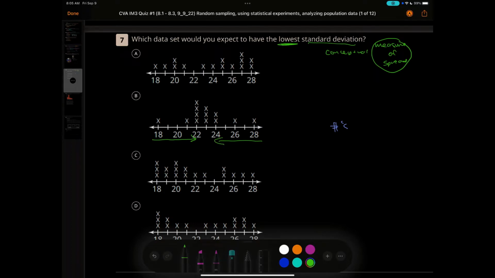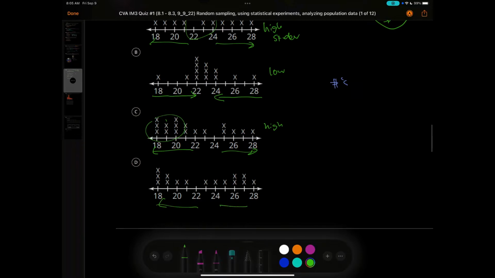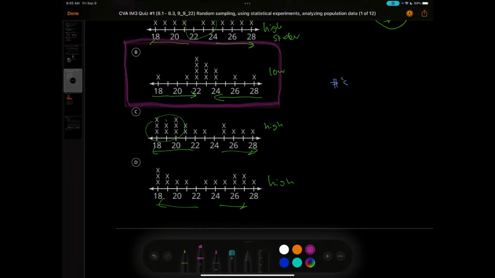Now this example B is a lot of the data is in the center, so that one has low spread. There's a center and these have high spread, or high standard deviation, because it's spread out. B has low. C has high spread because a lot of data is towards the left and to the right, nothing in the middle. And same thing for D. So our answer is B.